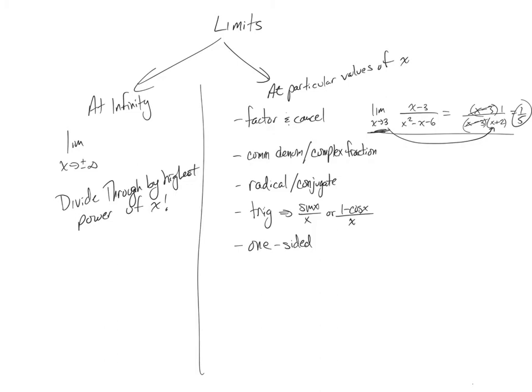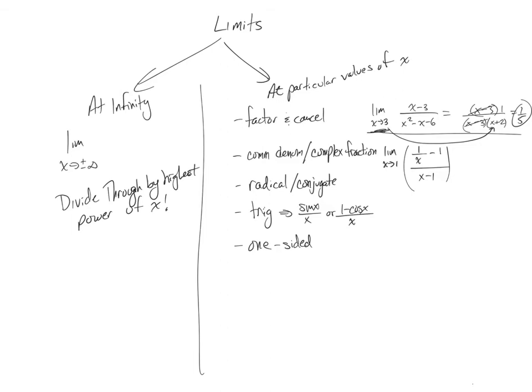Okay, com-denom, complex fraction. What am I talking about there? Let me think of something like the limit as x goes to 1 of 1 over x minus 1, over x minus 1. So again, direct substitution, you put a 1 in for these, and you're going to get 1 over 1, which is 1, minus 1, which is 0. Put a 1 in the bottom, you're going to get a 0. So you get 0 over 0.